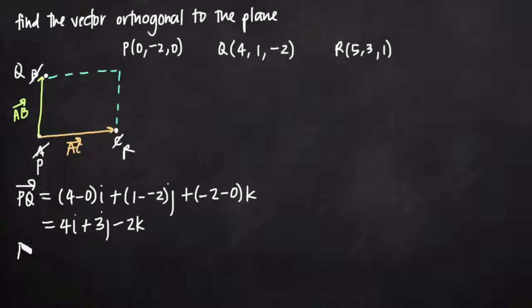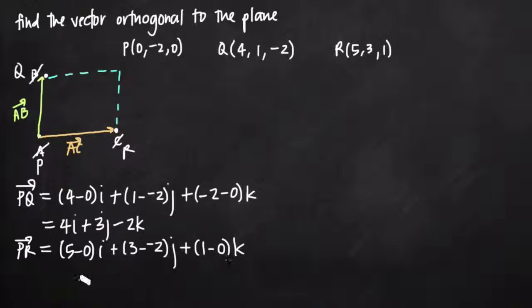Now I want to do the same thing for PR, and instead of taking the components from Q, we'll just take the components from R. We'll get 5 minus 0 times i, plus 3 minus -2 times j, plus 1 minus 0 times k, and when I simplify, I get 5i. 3 minus -2 is 3 plus 2, or 5, so plus 5j, plus 1k, or just plus k.